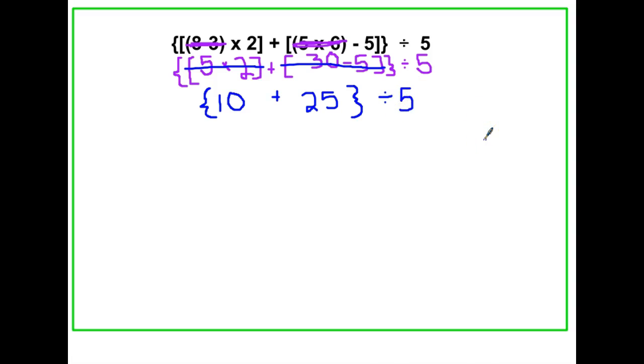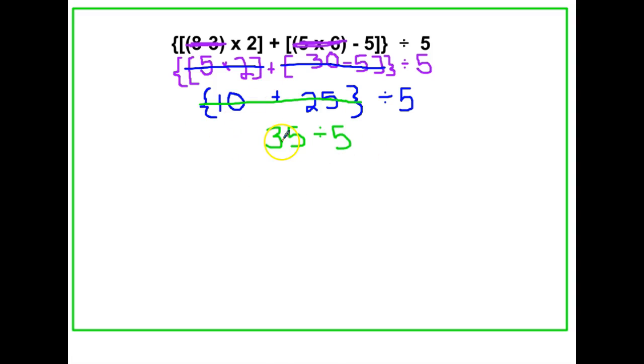All right, we're getting close to the end here. So now we have our braces left. So we have one set of braces. I'm going to switch colors again here. And now we have 10 plus 25. Well, that's pretty simple. 10 plus 25 is 35. So I'm going to bring that down. Remember to cross off what I've used. And then I'm going to bring down the rest of the expression, which is divided by 5.